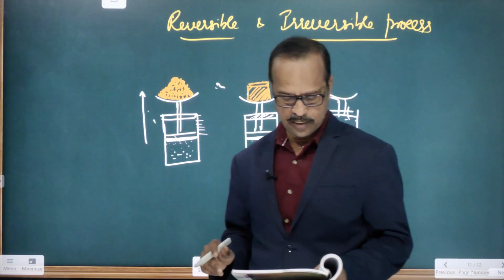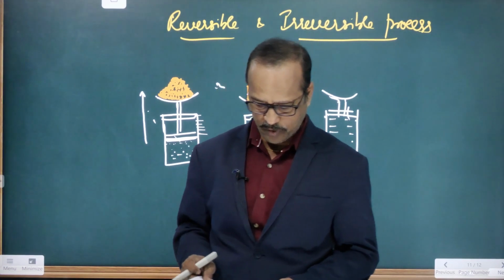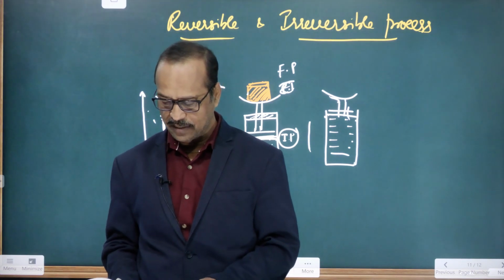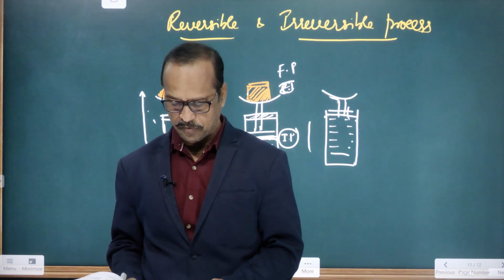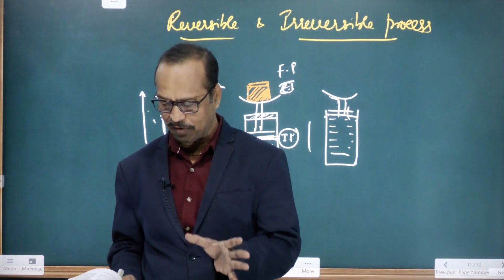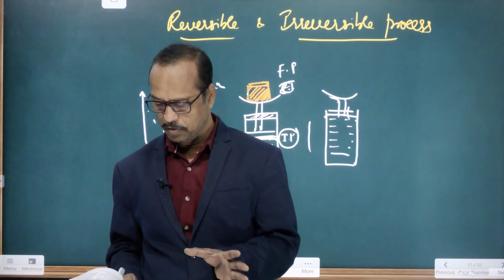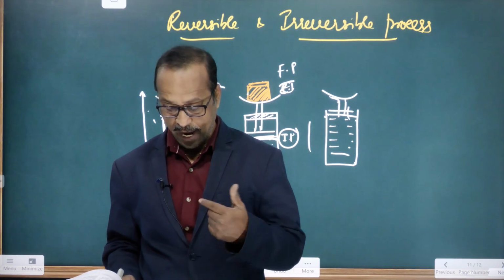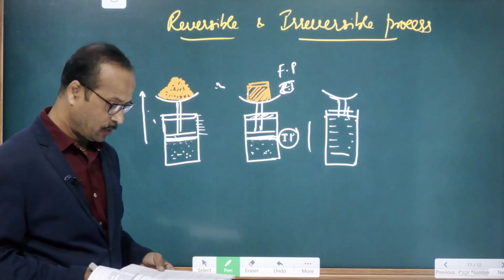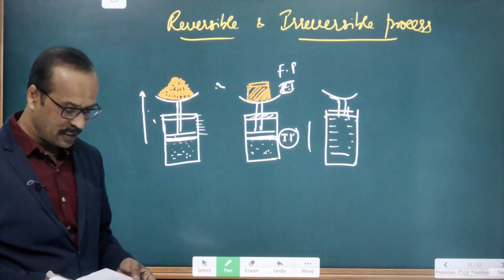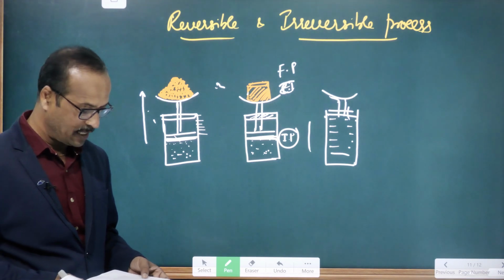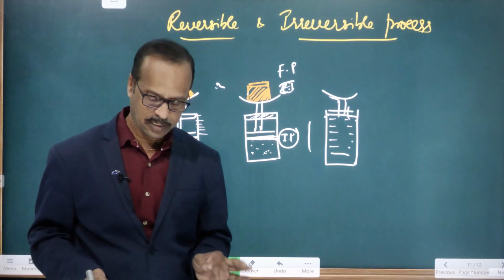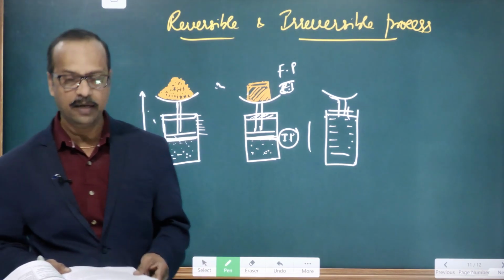Students, check in your material, on page number 92 or 93: a process which occurs infinitesimally slowly, opposing a force infinitesimally smaller than the driving force, is said to be a reversible process. A reversible process is considered to proceed from the initial to the final stage through an infinite series of infinitesimally small stages. At every stage it is virtually in a state of equilibrium. A reversible process is an ideal process, and it cannot be realized in practice.